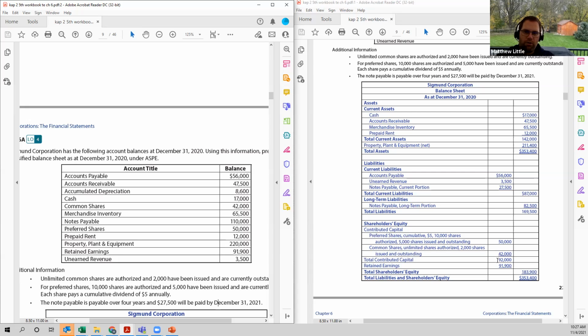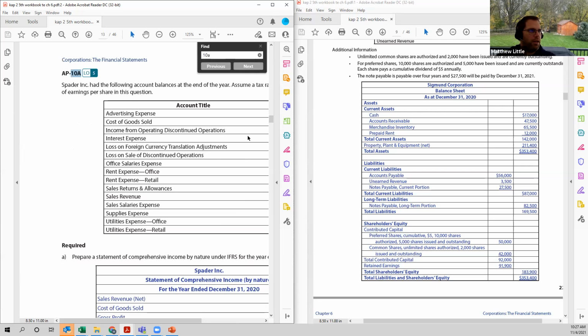Last item in this shareholders' equity section would be our retained earnings, which we are told is 91.9. So our total liabilities and shareholders' equity would balance to our assets of $353,400. We're going to move down to question 10A.